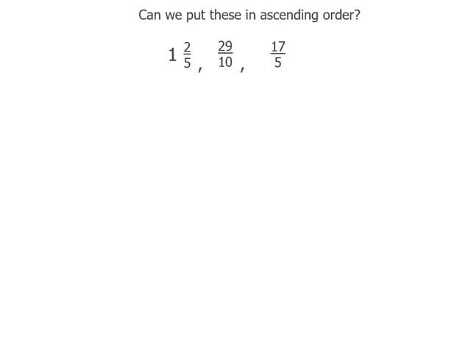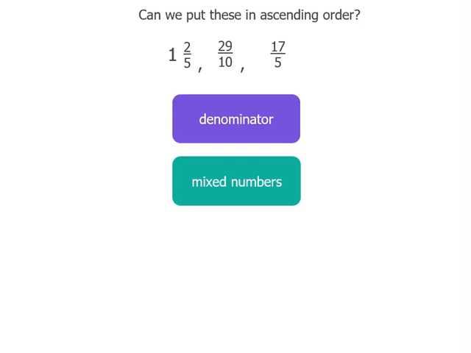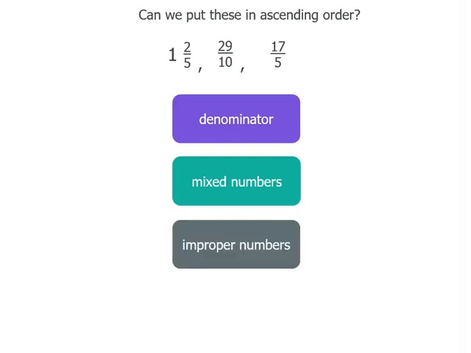Now this one's got a bit of everything in it. So if we want to put these in ascending order, we need to make sure they've got the same denominator. We need to think of any mixed numbers we've got and make sure they're all improper numbers.